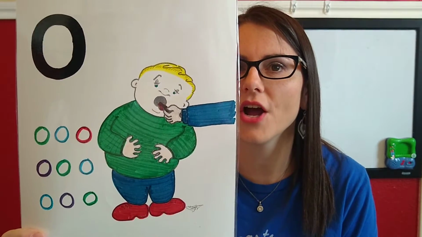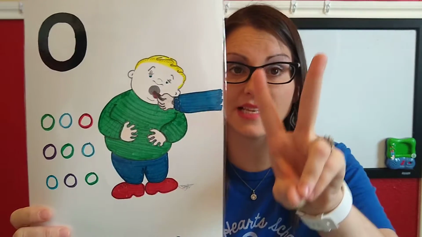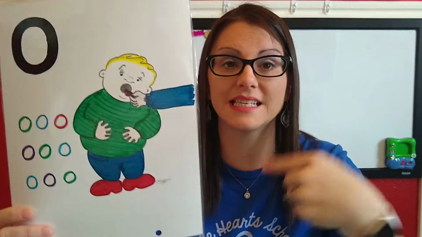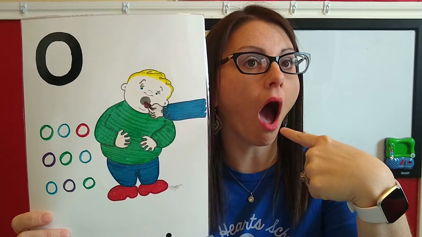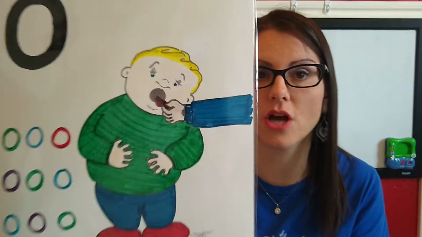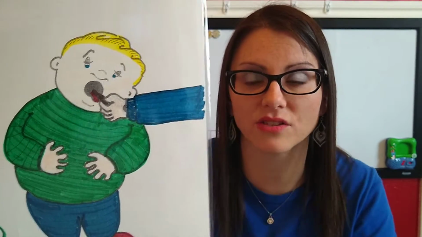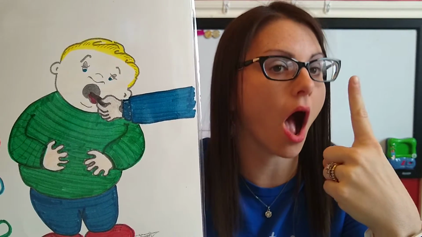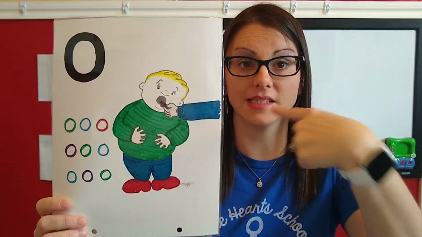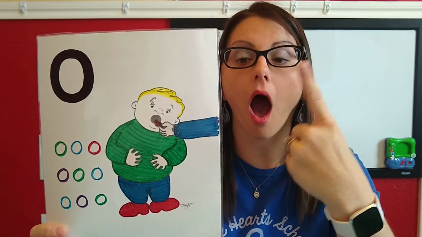Okay, here is our letter O. O is another vowel. So he says two sounds, and O says his name, O, and then he says ah, ah, ah. Like when you go to the doctor's office and they put that tongue depressor in your mouth, kind of looks like a popsicle stick. We're not going to put our finger in our mouth, but we're just going to pretend and say ah, ah, ah. So do it with me. O says O, and O says ah, ah, ah.